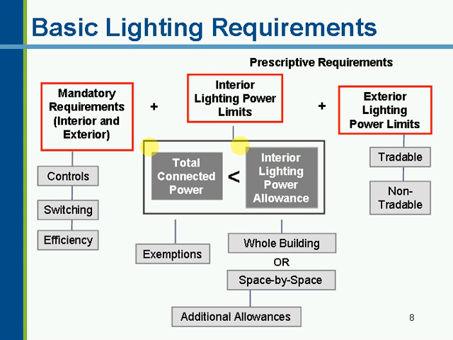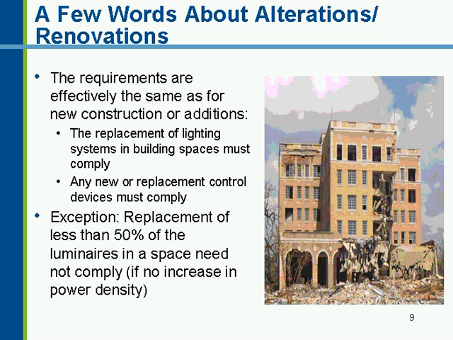A third part of compliance is for exterior lighting power limits. Of course, there are some control requirements here as well as lighting power density requirements. These are split into tradable and non-tradable spaces, which is a little bit different than the interior requirements, but we'll go over those in some detail as well.